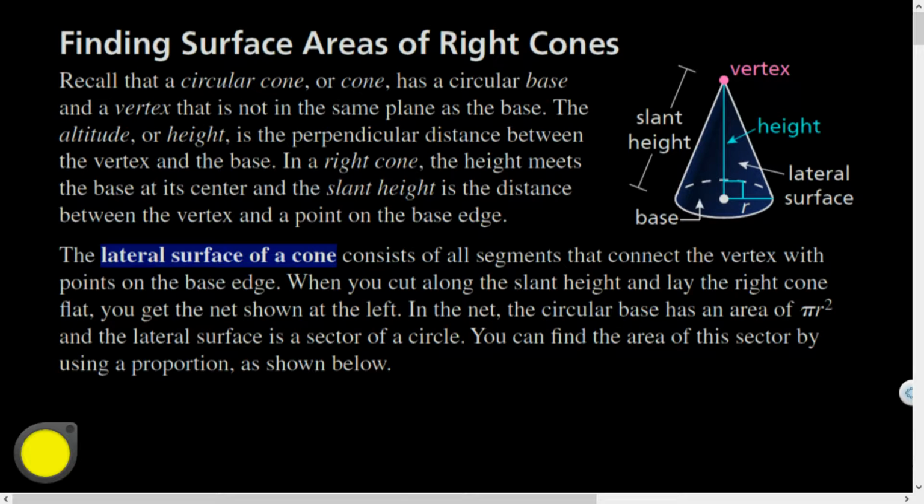Actually, guys, I'm on the wrong thing. We start with volumes, I think, don't we? No, we start with surface area. Whatever. So here we are.